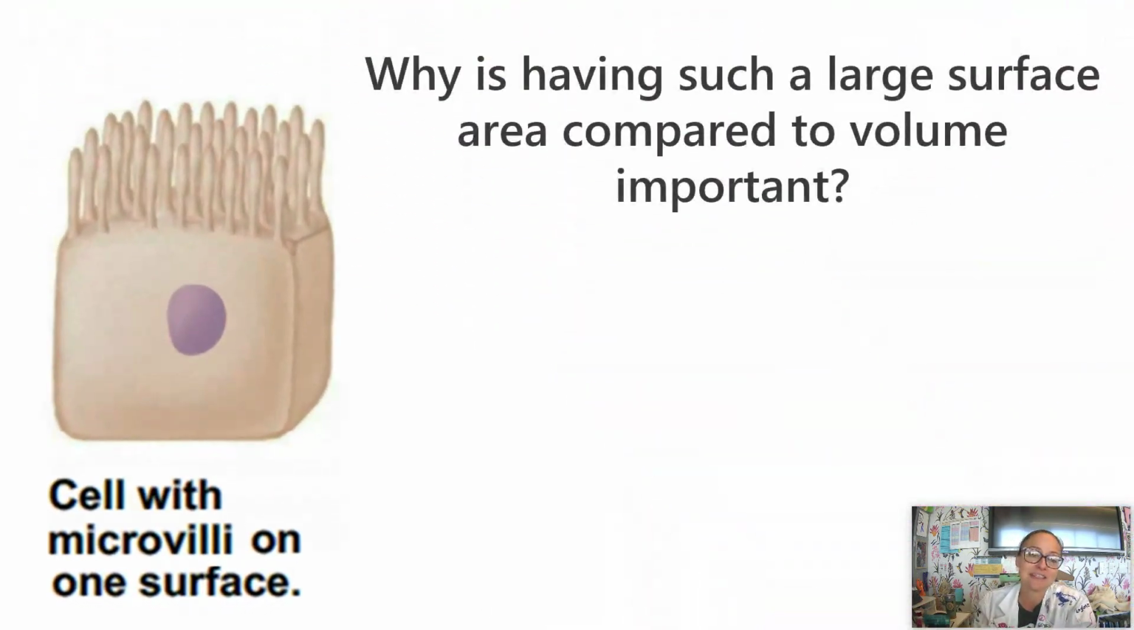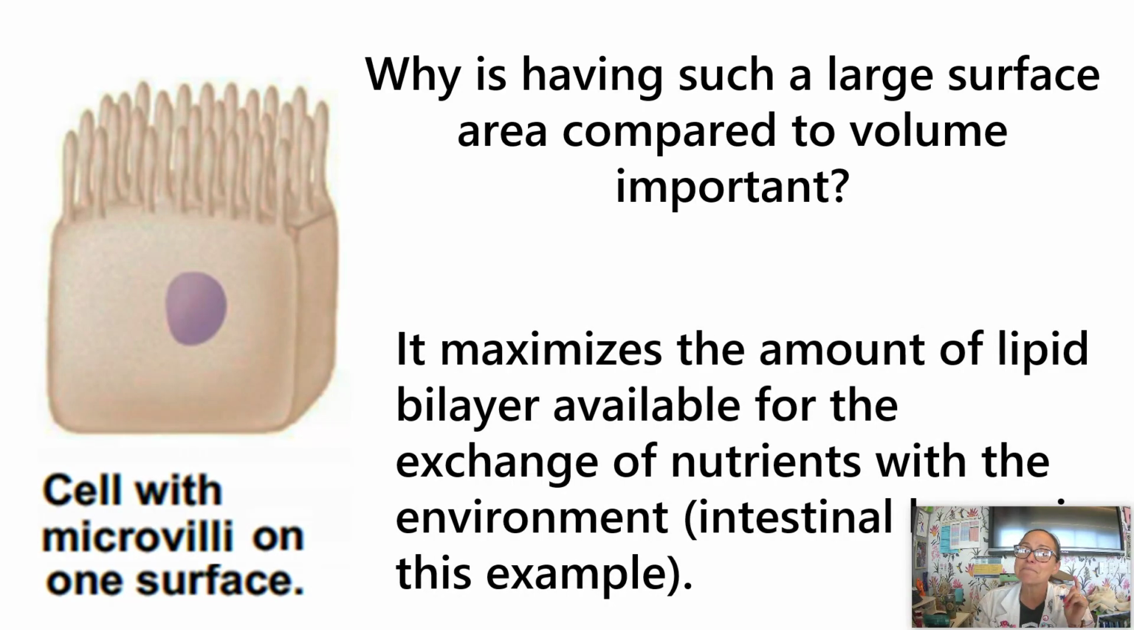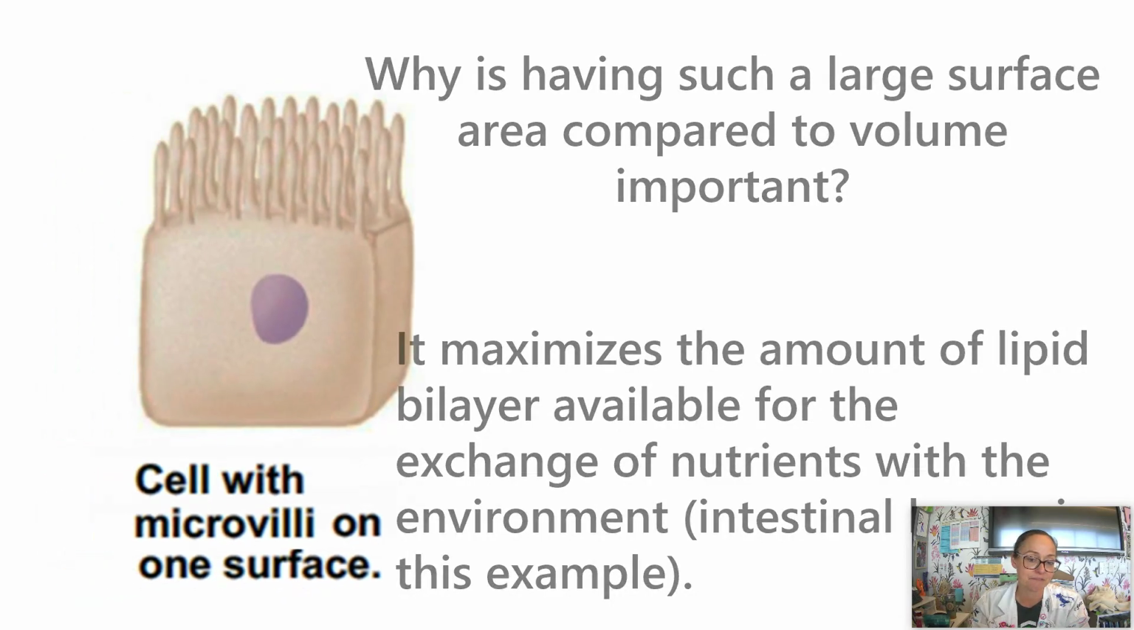So folds or projections in cells have often evolved to maximize surface area for a given amount of volume. Now, when we look at this here, why is having a large surface area compared to volume important? It maximizes the amount of lipid bilayer available for exchange of nutrients with the environment. And the intestines is a perfect example of that.